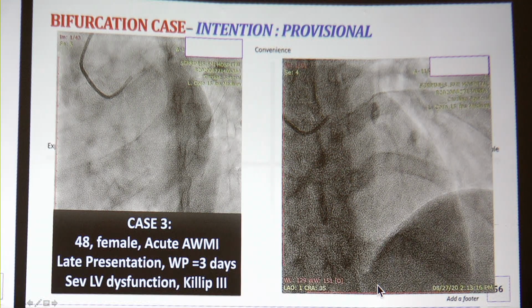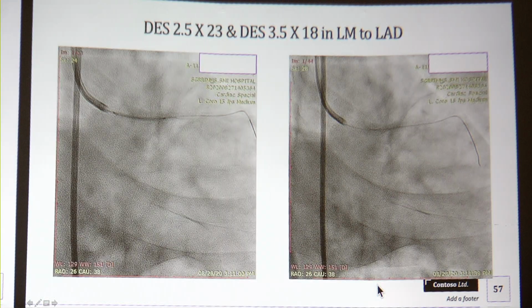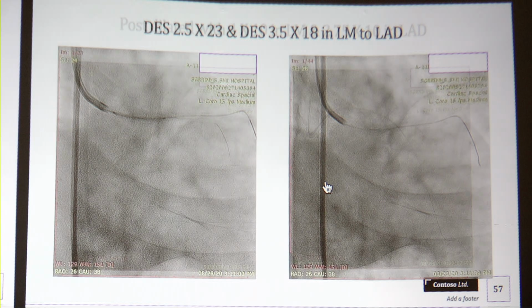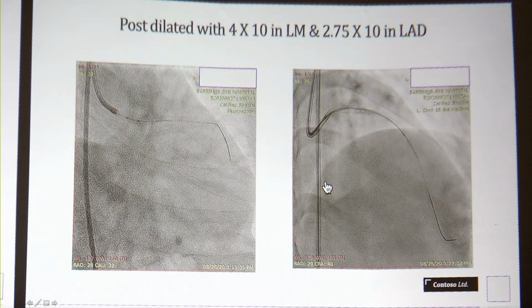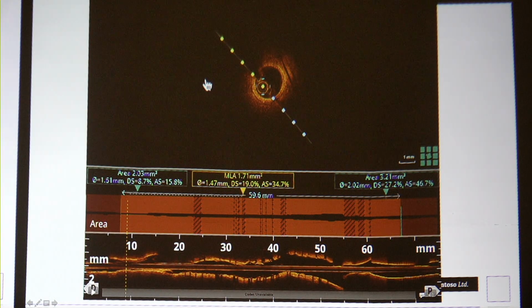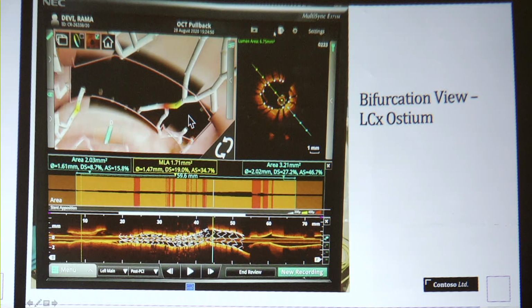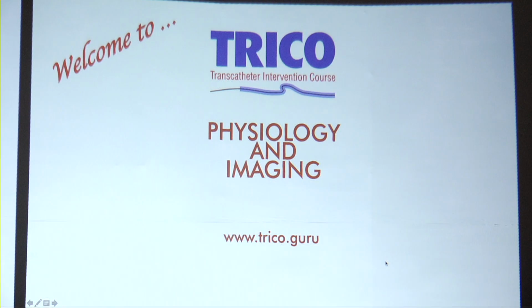My next case is a 48-year-old anterior wall MI patient. She presented late, as is usually the case. We did a crossover stenting from LM to LAD because it was a critical disease.